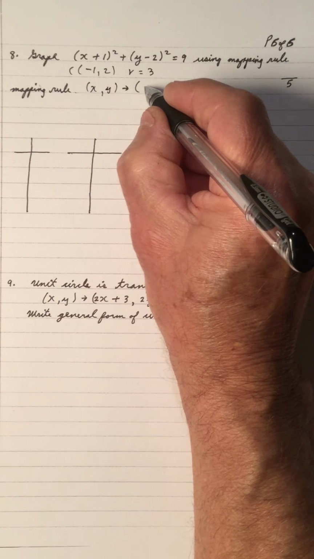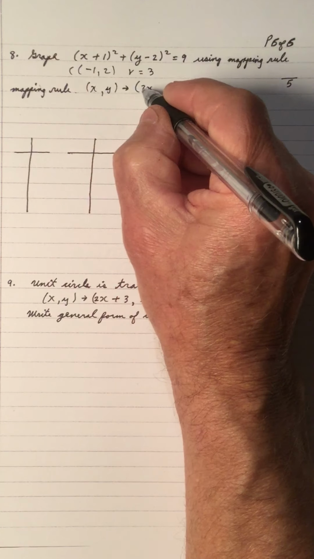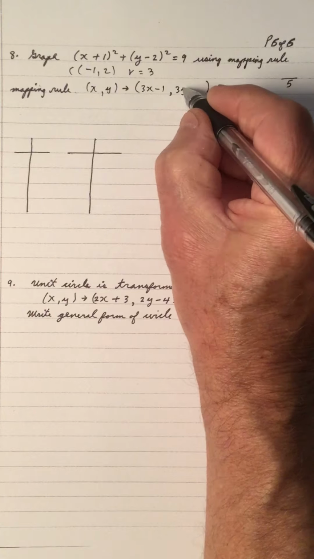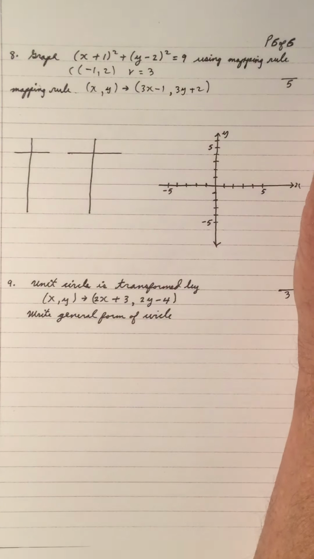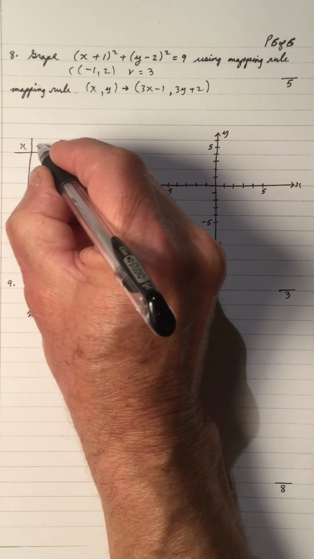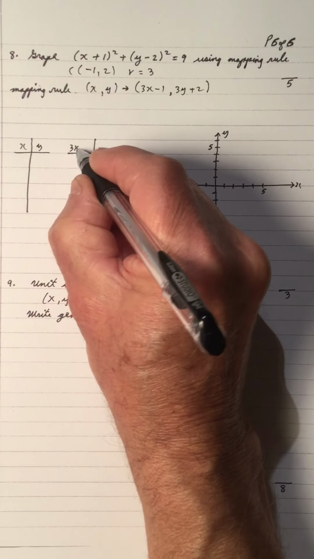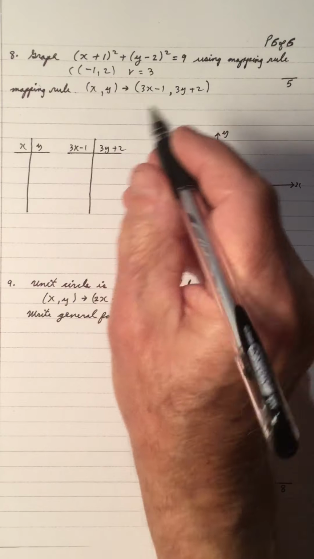So this is the radius, 3 times x minus 1, and we get 3y, which is the radius times the y, plus 2. So that's the mapping rule. And this is the table of values on the unit circle. And this is 3x minus 1. This is 3y plus 2.